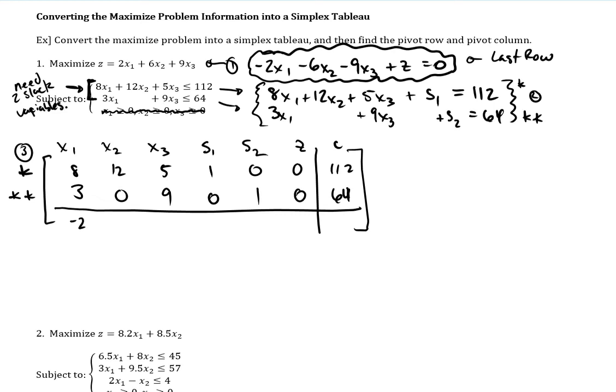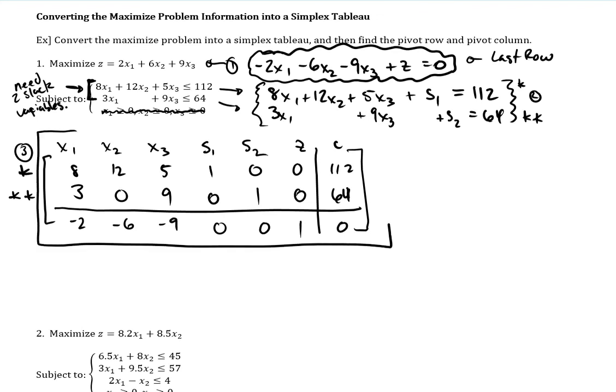And now we do our last row: -2, -6, -9. There is no s1. There is no s2. And there's one z equal to the 0 constant. And there we are. So this is converting it. Okay, so we can box it. That is that answer. So there it is. All of it's done.